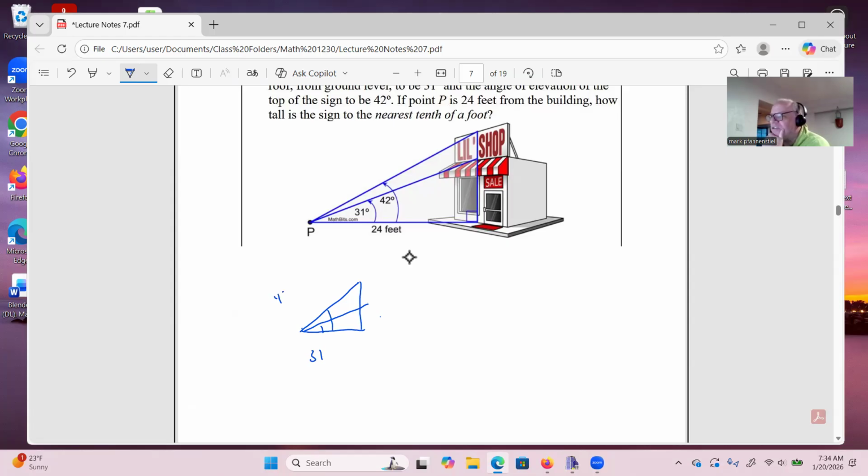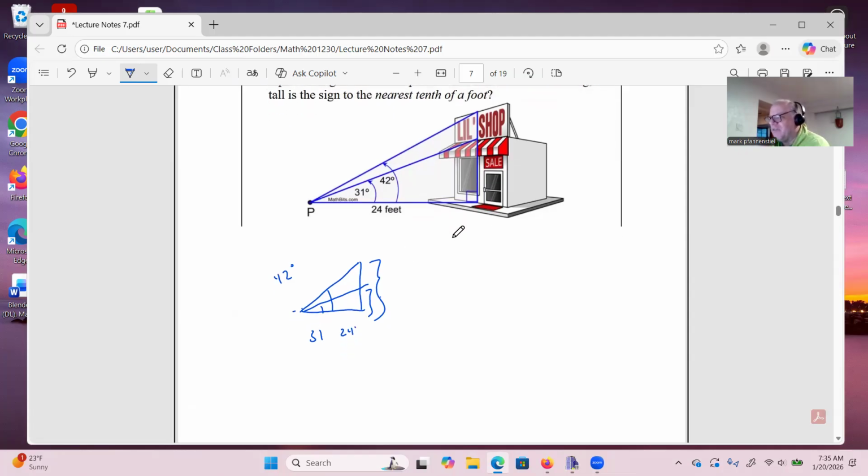This is going to be 42 degrees. So what's going to happen is when I figure out this 42 degrees, I'm going to get this whole height. When I figure it out from the 31 degrees, I'm going to get that little height, and then we have to subtract them. All right, they're going to be clever. Point P is 24 feet away, so we can do that. So we actually have two little mini problems to do here. That's not going to be too bad.